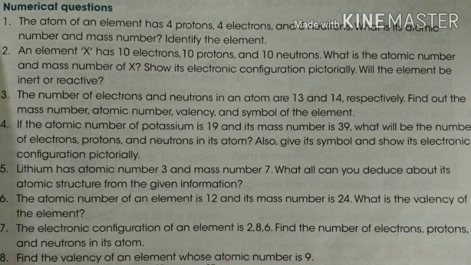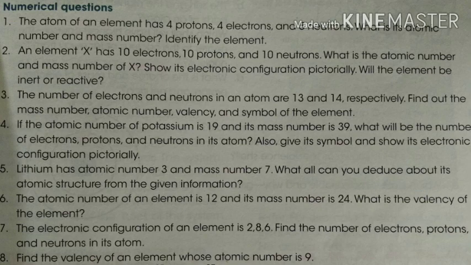So the number of electrons is equal to 16. Since it has 16 electrons, what will be the number of protons? It will also be equal to 16. And neutrons in its atom, neutrons also will be equal to 16. The element is sulfur. Since it has 16 protons, the atomic number is 16, and the element with atomic number 16 is sulfur.